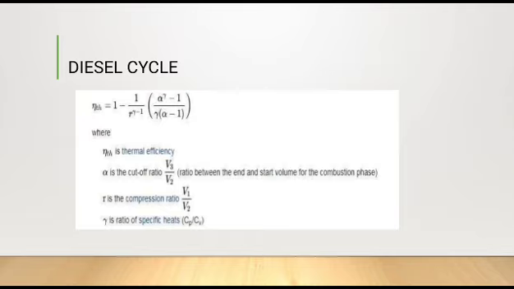Here, eta diesel is equal to 1 minus 1 by r^(gamma minus 1), where eta is thermal efficiency, alpha is the cutoff ratio, V3 by V2, r is the compression ratio, gamma is the ratio of specific heats, that is equal to Cp by Cv.